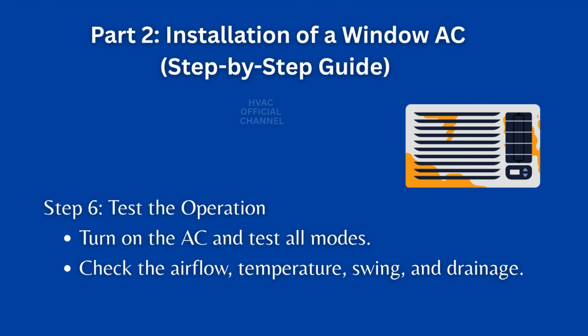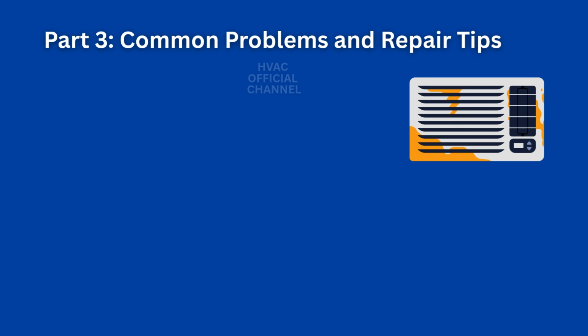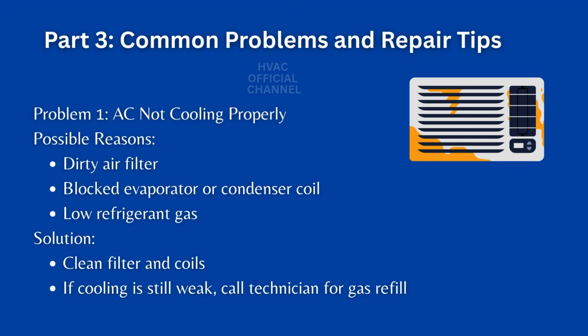Step 6. Test the operation. Turn on the AC and test all modes. Check the airflow, temperature, swing, and drainage. Part 3. Common problems and repair tips. Problem 1. AC not cooling properly.